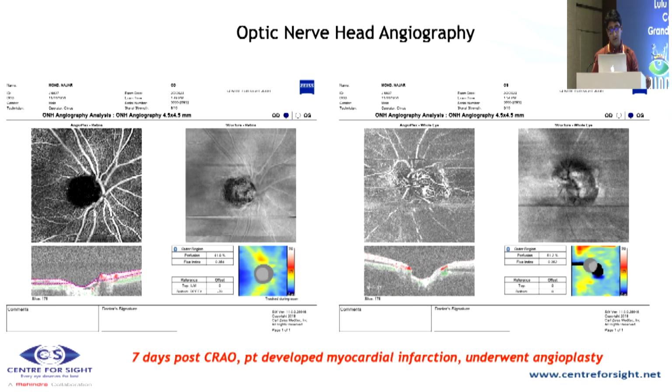And when we did an OCT angio of the optic nerve head, in the right eye you can see the vessels are there, the capillaries are there, clearly perfused. But in the left eye, the disc and the small vessels are completely obliterated, or not very well seen on the day of presentation to us. And 7 days after presenting to us, the patient developed a myocardial infarction, and he went for angioplasty.